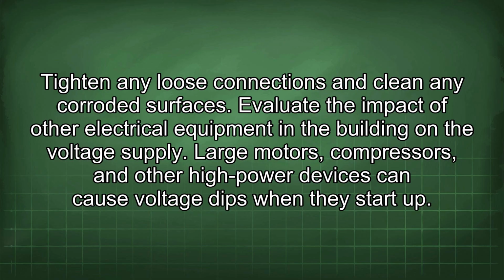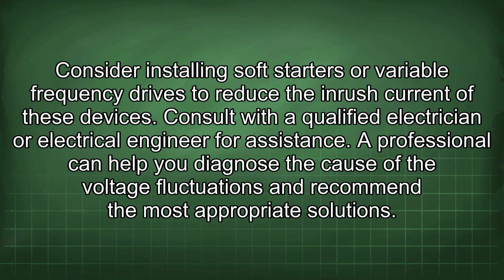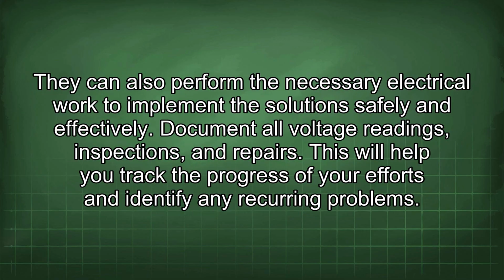Evaluate the impact of other electrical equipment in the building on the voltage supply. Large motors, compressors, and other high-power devices can cause voltage dips when they start up. Consider installing soft starters or variable frequency drives to reduce the inrush current of these devices. Consult with a qualified electrician or electrical engineer for assistance. A professional can help you diagnose the cause of the voltage fluctuations and recommend the most appropriate solutions. They can also perform the necessary electrical work to implement the solution safely and effectively.